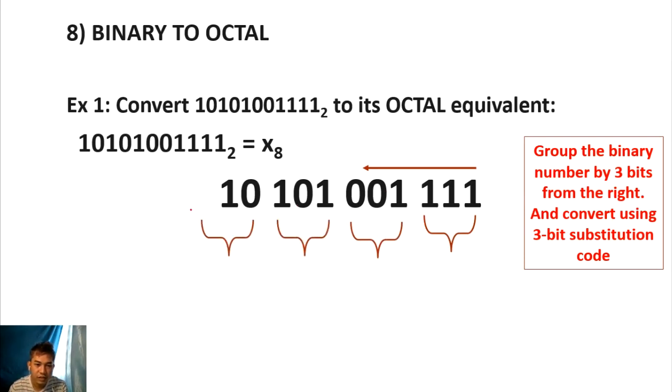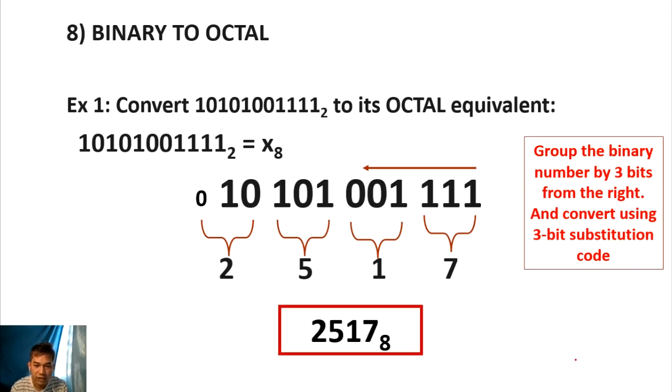So, since kulang siya ng isang digit, so, mag-provide tayo ng another 0. So, yan nga, this would not change its value. So, lagyan lang natin siya ng 0 para mahanap natin kung anong decimal equivalent niya doon sa 3-bit substitution code. So, still using the 3-bit substitution code, this is equals to 2517. And, merge natin yan siya. That would be our final result, 2517 base 8.